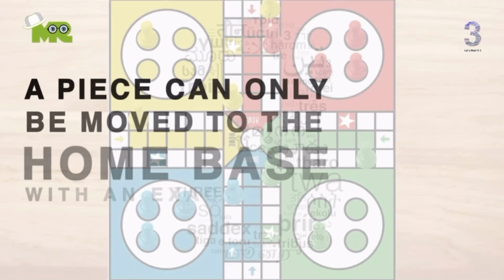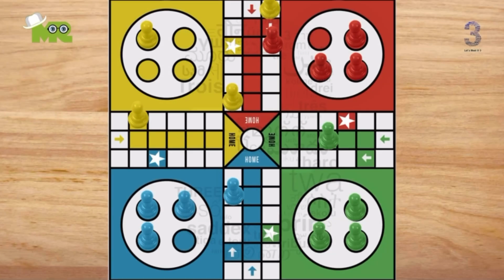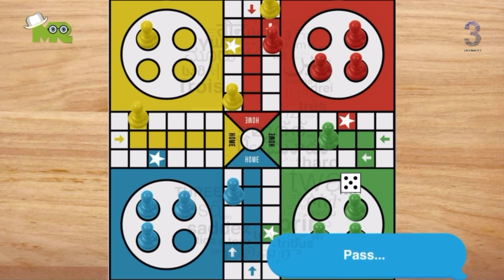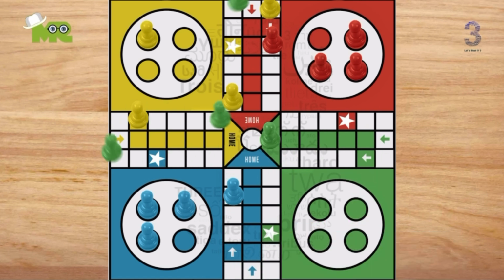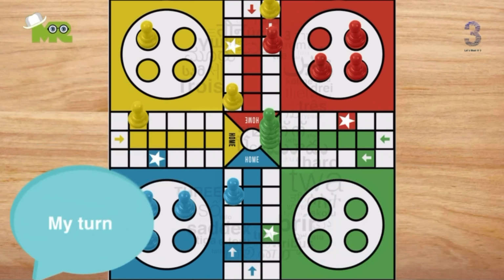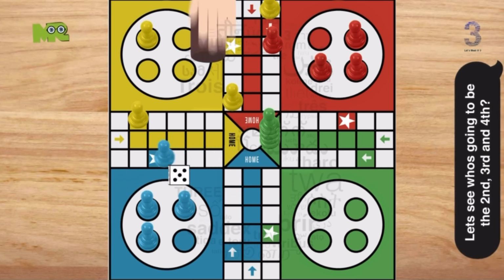A piece can only be moved to its home base with the exact roll. For example, if you roll a 5 and your token requires moving only 3 squares, you have to move another token or pass. The first player to move all his tokens to the finishing square wins the game. The remaining players continue to play to determine 2nd, 3rd, and 4th place finishers.